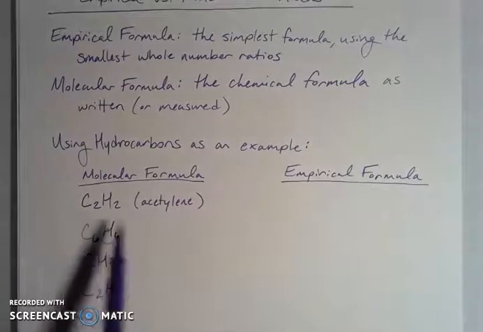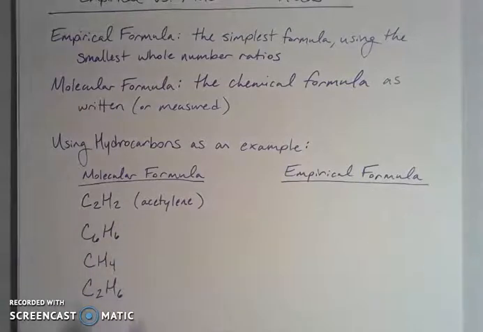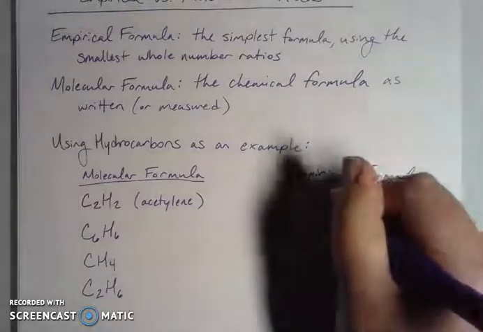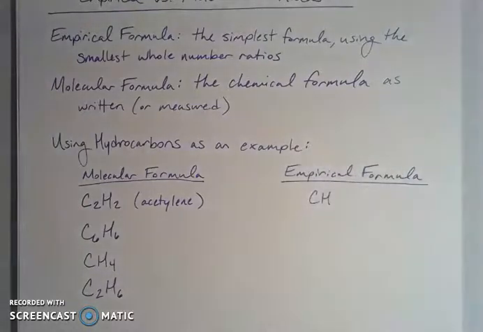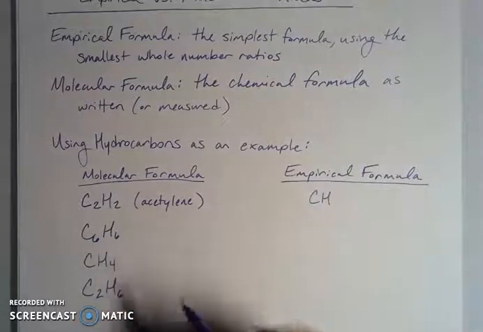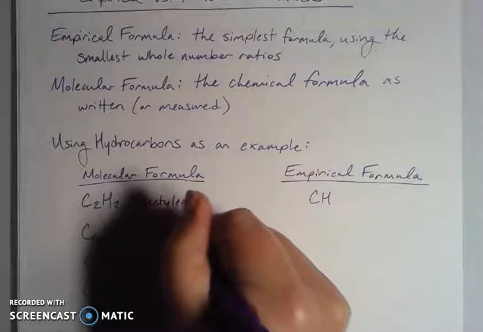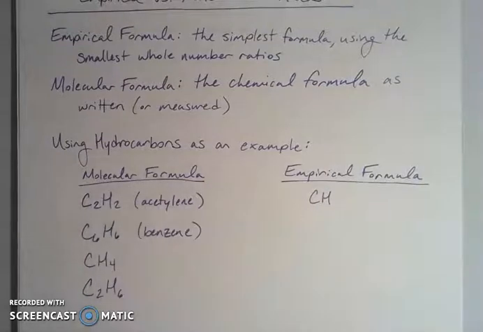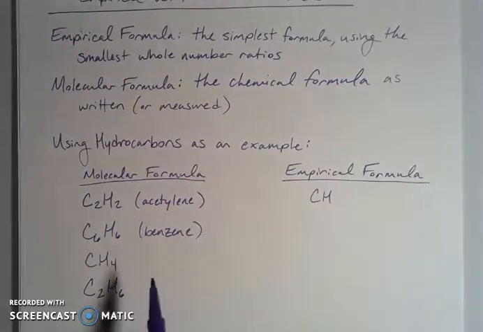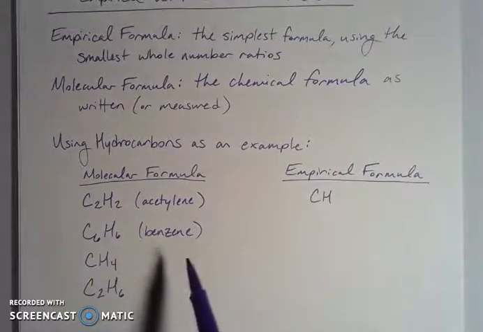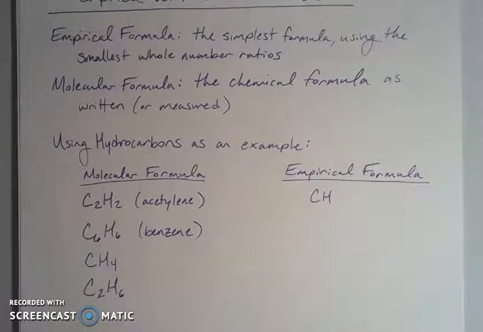C2H2, if I can go to the simplest whole number ratio, a 2-to-2 ratio is a 1-to-1 ratio. So the empirical formula for acetylene would be CH. Now if I take C6H6, this is benzene. Benzene is a carcinogenic compound. It's got a ring structure. We'll talk a little bit about benzene later when we talk about organic solvents later in the year. Now, benzene is C6H6.